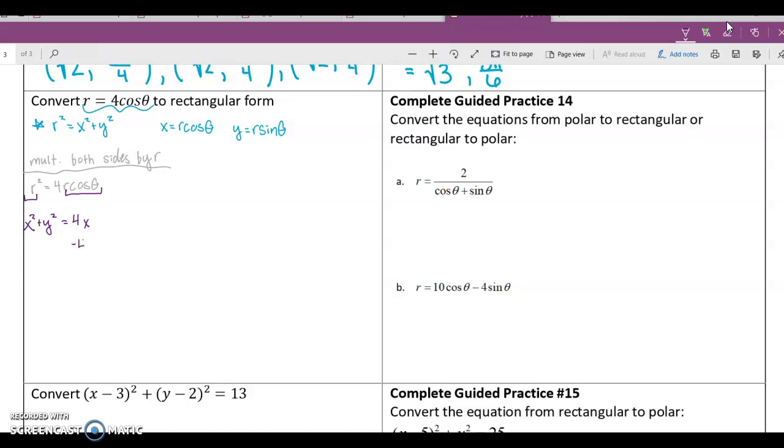We're going to subtract the 4x from both sides, and we have x squared minus 4x, I'm going to leave a little space, plus y squared is equal to 0. This would be super handy if we could get this x squared minus 4x into some kind of parenthetical form that's squared. That would be pretty nice. How can we do that? Little blast from the past, we're going to complete the square.